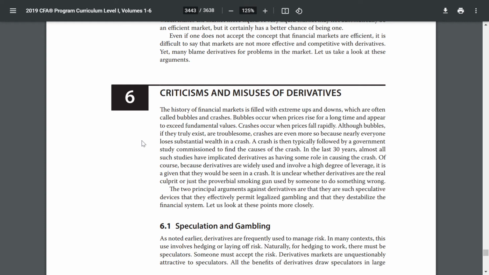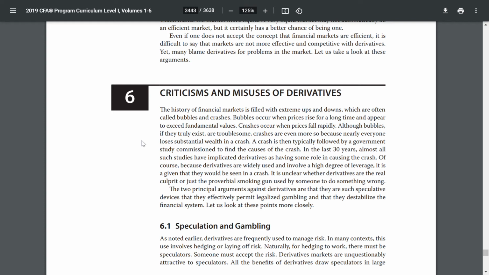A crash is then typically followed by a government study commissioned to find the causes of the crash. In the last 30 years, almost all such studies have implicitly implicated derivatives as having some role in causing the crash. Of course, because derivatives are widely used and involve a high degree of leverage, it is a given that they would be seen in a crash. It is unclear whether derivatives are the real culprit or just a proverbial smoking gun used by someone to blame for something gone wrong.